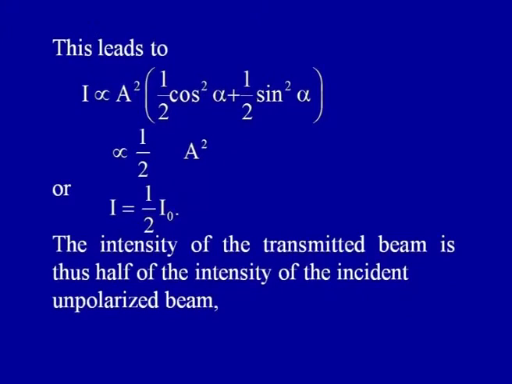This leads to the intensity being proportional to A square times half of cos square alpha plus half of sin square alpha, which means it is proportional to half of A square, and we get the final result that I is equal to half of I naught. The intensity of the transmitted beam. Remember, the incident beam is unpolarized. So, the intensity of the transmitted beam is thus half of the intensity of the incident unpolarized beam.